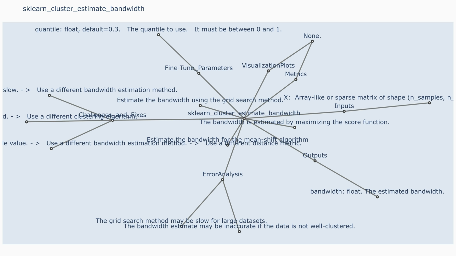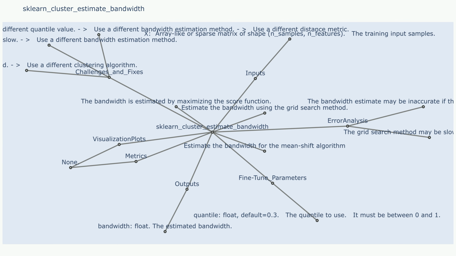sklearn.cluster.estimate_bandwidth: estimates the bandwidth for the mean shift algorithm. Inputs: X, a feature array of shape (n_samples, n_features). The data points to be clustered.